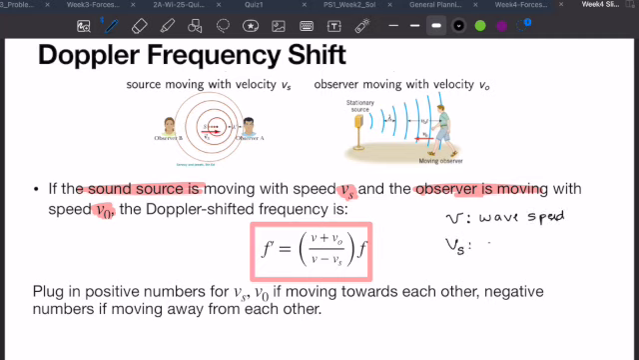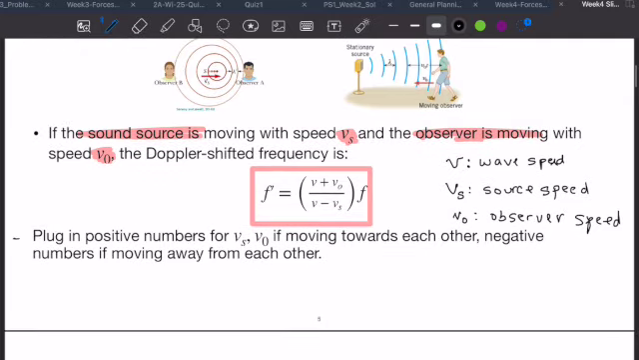Vs is the source speed. And VO is the observer speed. And how do you figure out what's positive, what's negative? That's what this bullet point here tells you.